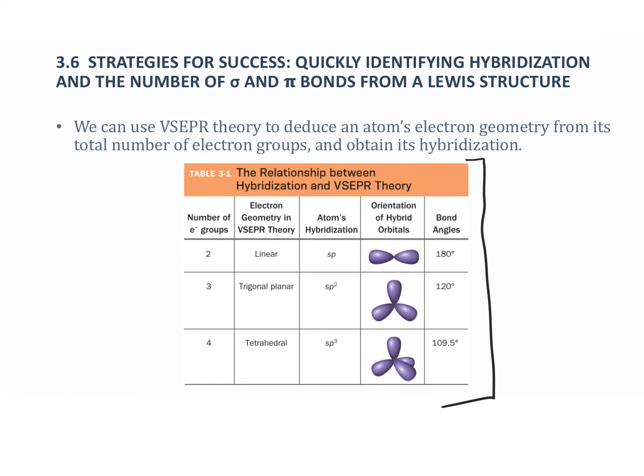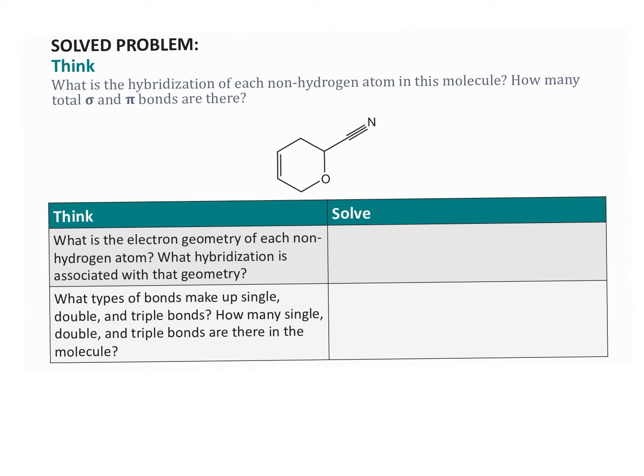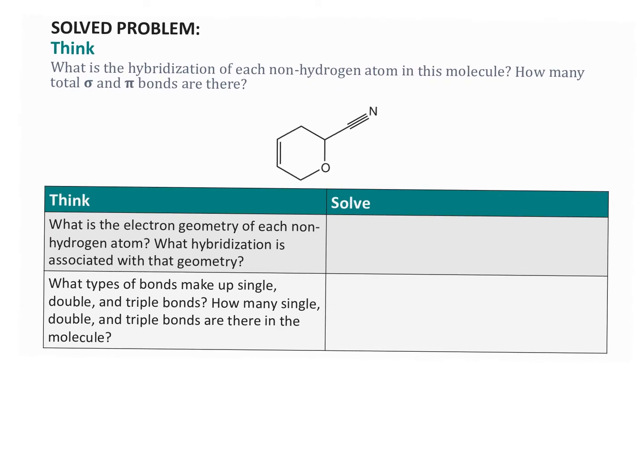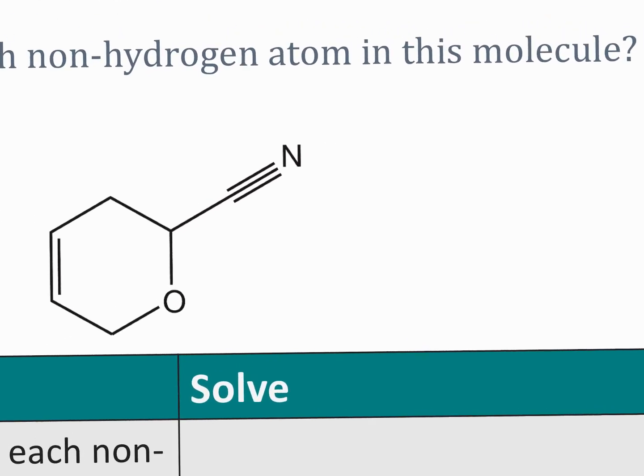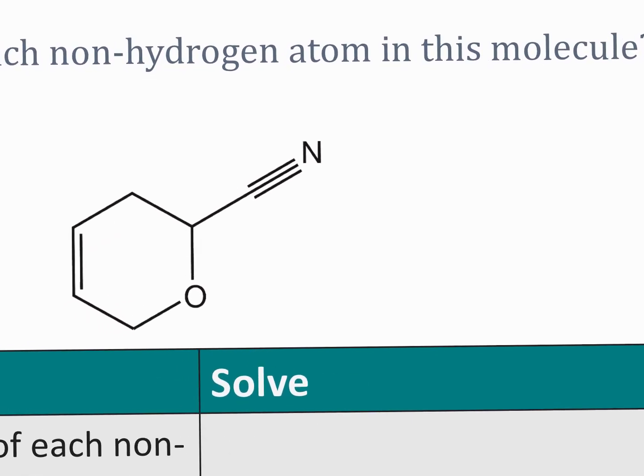So let's look at what a problem would look like. It says, what's the hybridization of each non-hydrogen atom in this molecule, and how many total sigma and pi bonds are there? So here are some questions to ask yourself. What's the electron geometry of each non-hydrogen atom, and what hybridization is associated with that geometry? To answer questions about electron geometry, it really helps us to draw all the carbon-hydrogen bonds in this molecule, because that's going to help you identify the electron geometry.